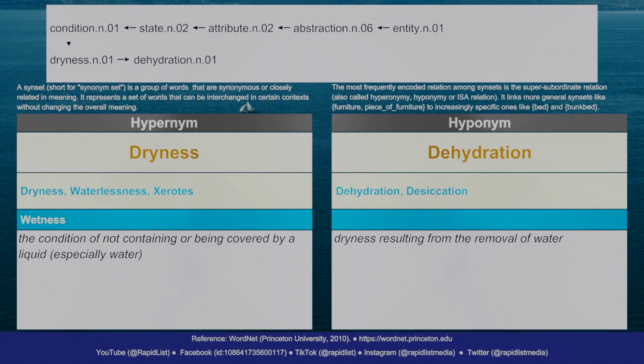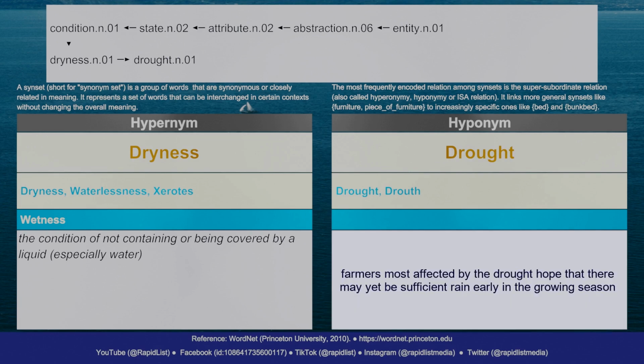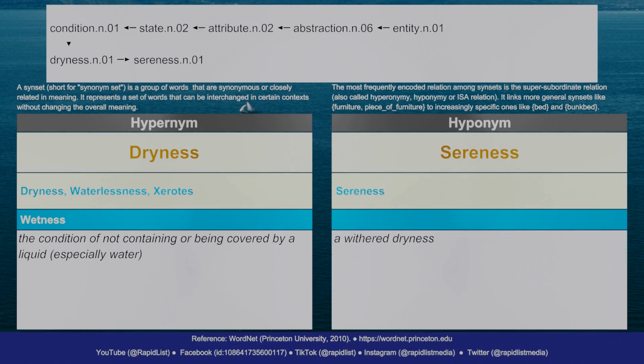Dehydration. Dryness resulting from the removal of water. Drought. A shortage of rainfall. Farmers most affected by the drought hope that there may yet be sufficient rain early in the growing season. Searness. A withered dryness.